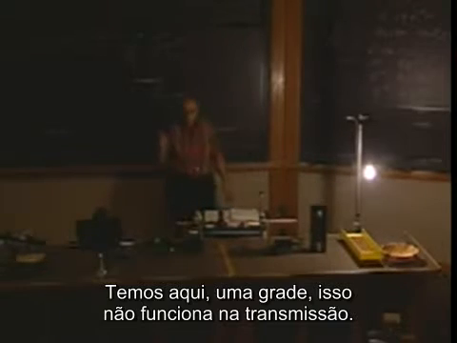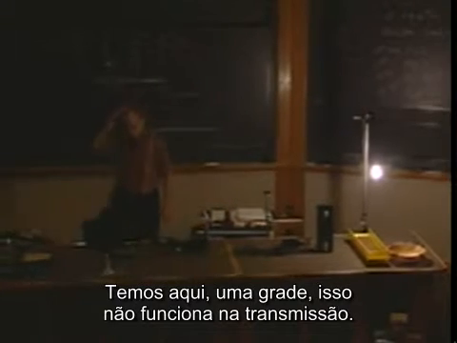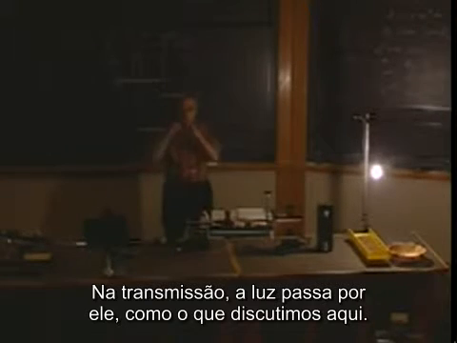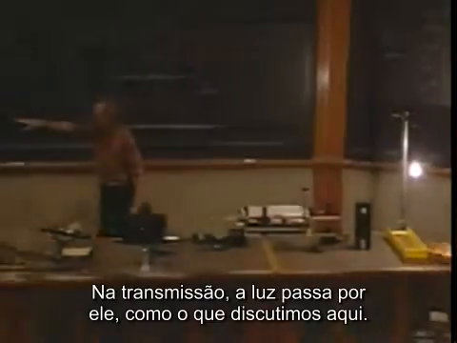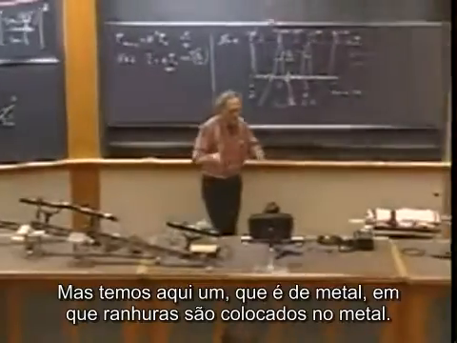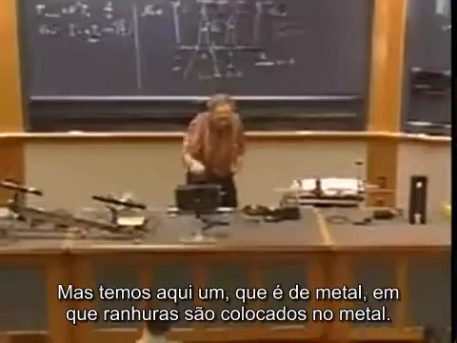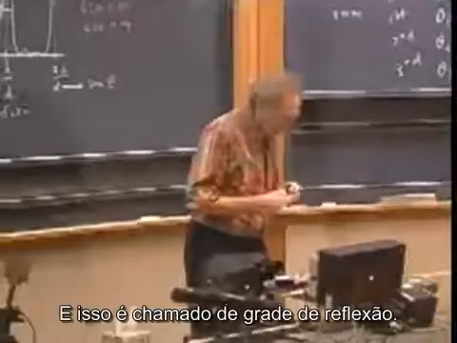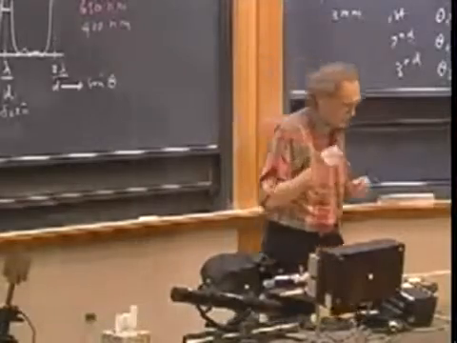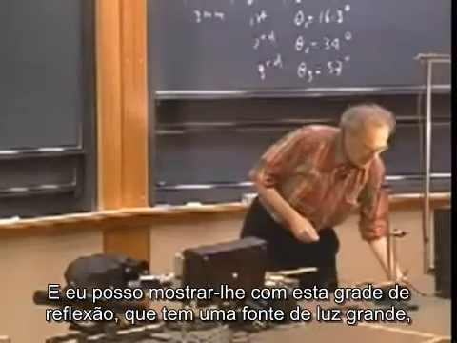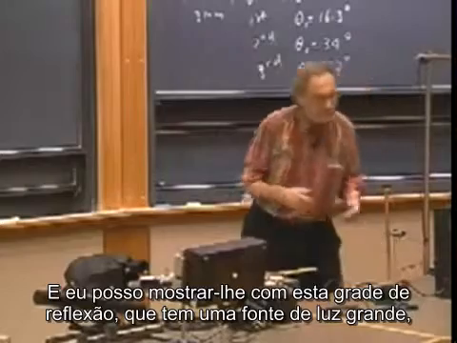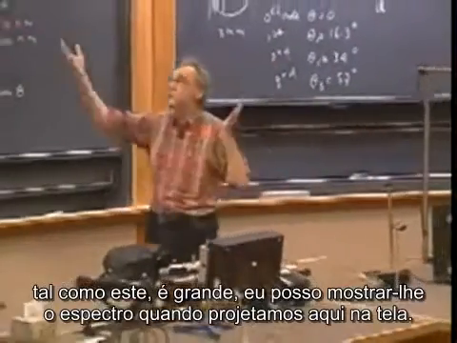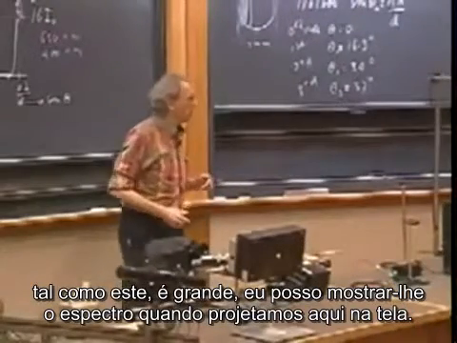We have here a grating that works not in transmission. Your grating works in transmission. The light goes through it, like what we discussed here. But we have here one that is metal, whereby grooves are put on the metal. And this is called a reflection grating. And I can show you with this reflection grating, which has a large light source, just like this. It's large. I can show you the spectrum when we project it here on the screens.